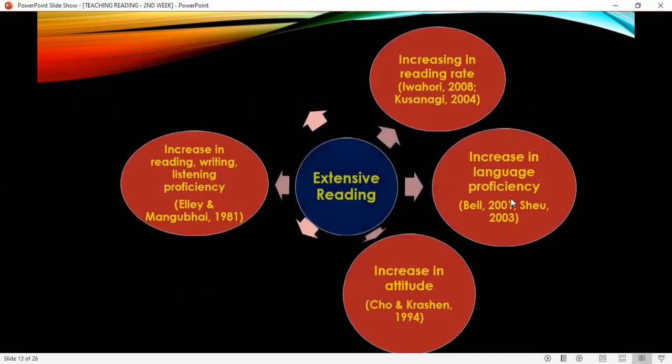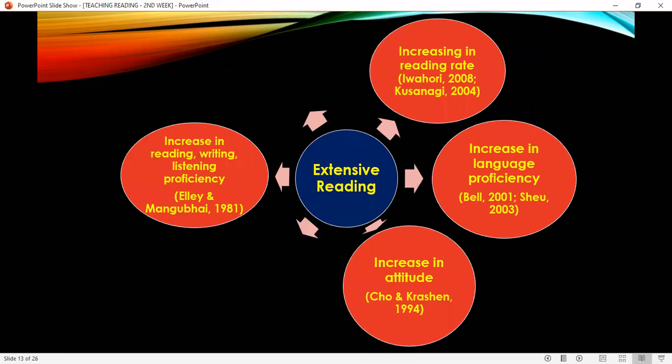Now, here you have more benefits given by a lot of authors. Yeah? For example, here you have Lai and Mangubhai, 1981, who say that you can increase reading, writing, and listening proficiency. And this is related with increasing language proficiency, no? Said also by Bell in 2001 and Shaw in 2003. So remember, all of these people are researchers, linguists, yeah? Who analyze the process of learning or teaching a second language.